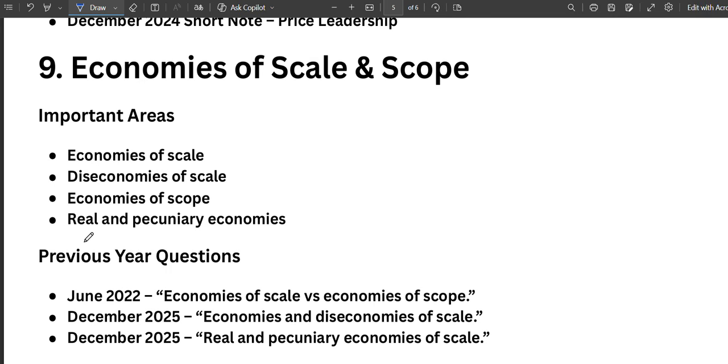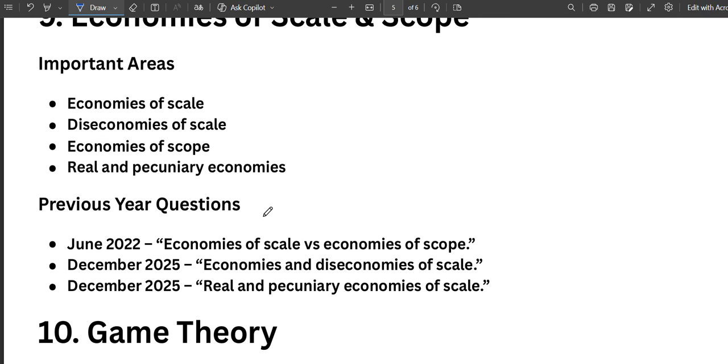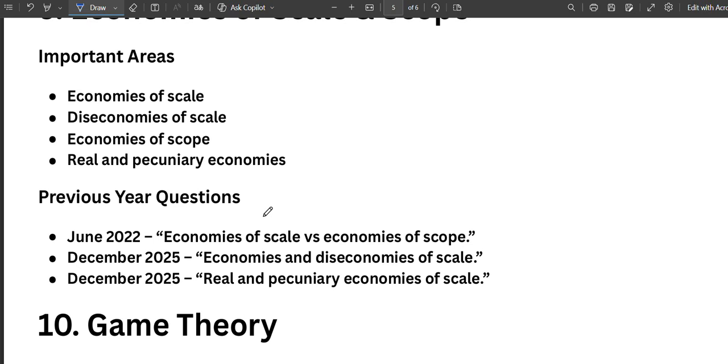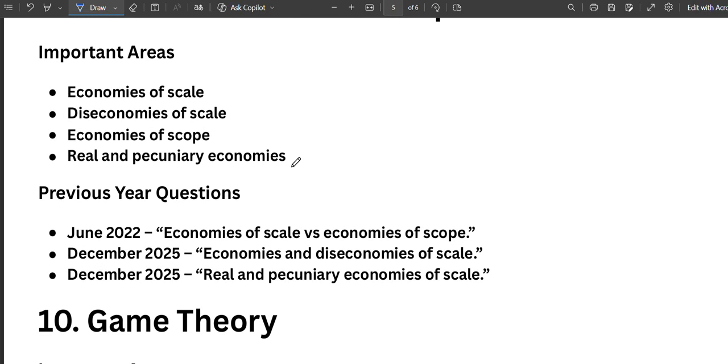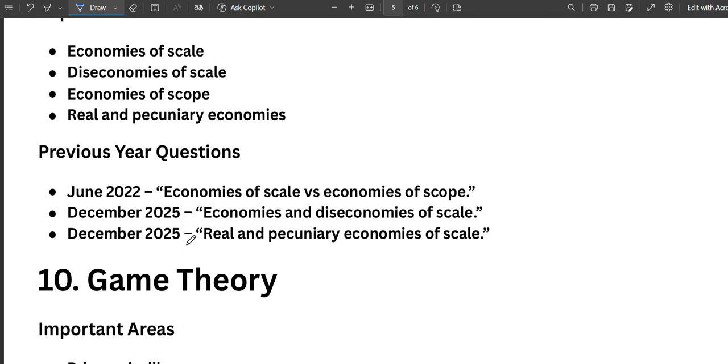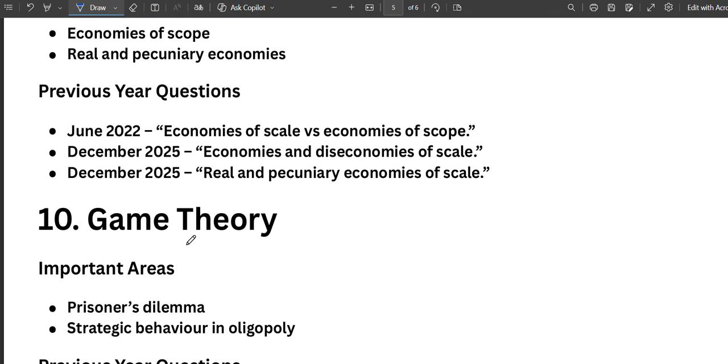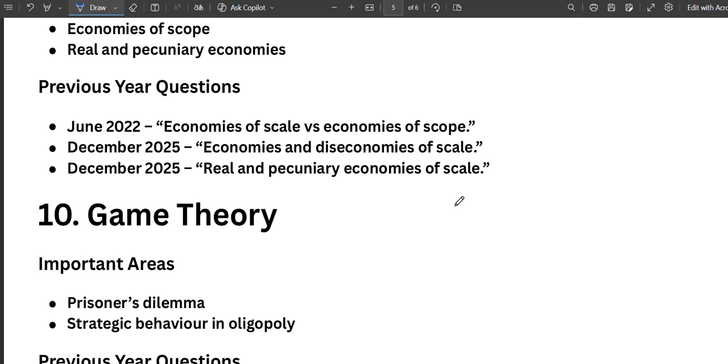Now the last topic is economies of scale and scope. The important areas are economies of scale, diseconomies of scale, economies of scope, and real and pecuniary economies. Some questions have been asked from these topics, like what economies of scale is and the difference between economies of scale and economies of scope. Also learn economies and diseconomies of scale, and real and pecuniary economies of scale.